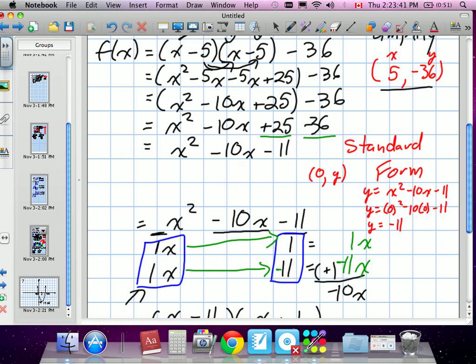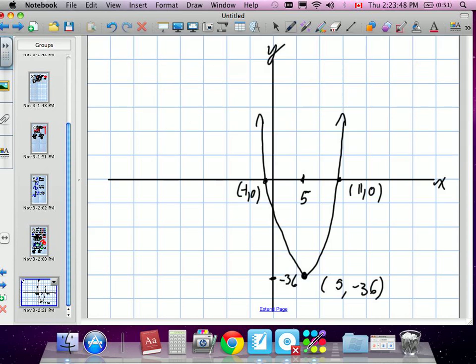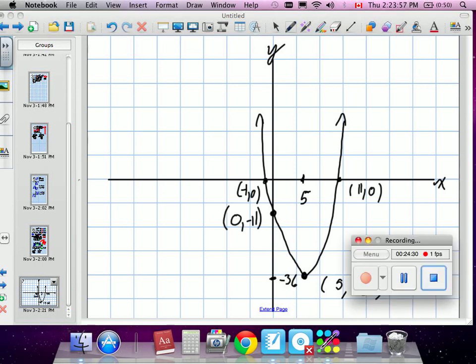So when I go back, my y-intercept's at 0 and negative 11. So we know that this point here is at 0 and negative 11. So we found all the major points along this parabola.